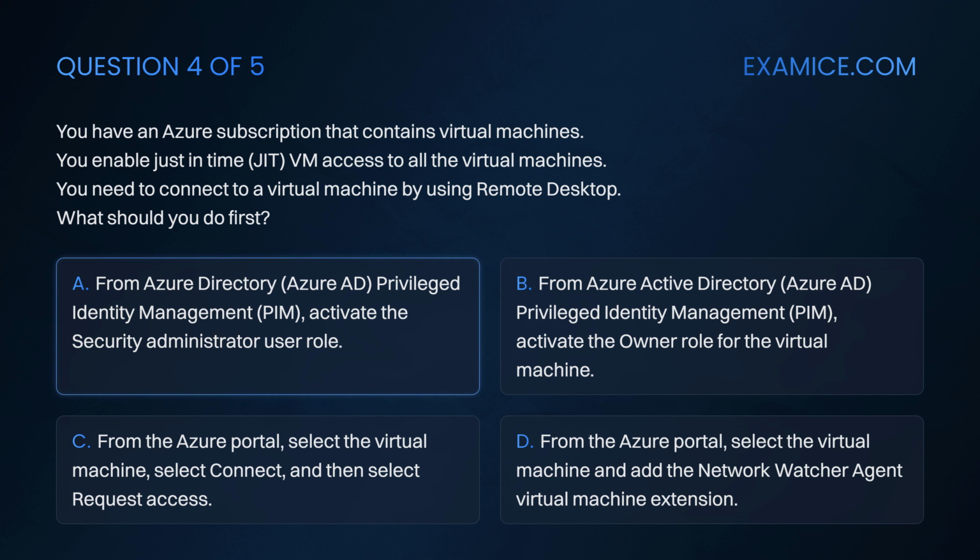Option A. From Azure Active Directory Privileged Identity Management, activate the Security Administrator user role. Option B. From Azure Active Directory Privileged Identity Management, activate the owner role for the virtual machine. Option C. From the Azure portal, select the virtual machine, select Connect, and then select Request Access. Option D. From the Azure portal, select the virtual machine and add the Network Watcher Agent virtual machine extension.